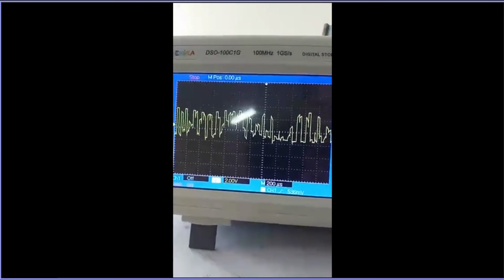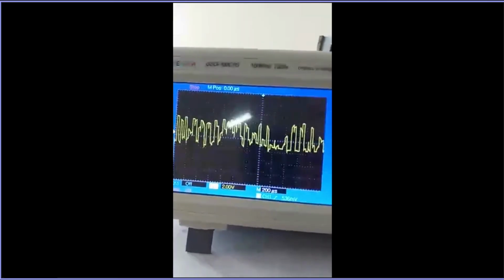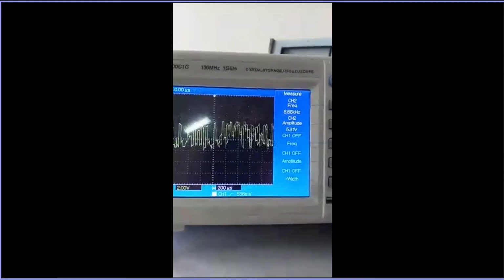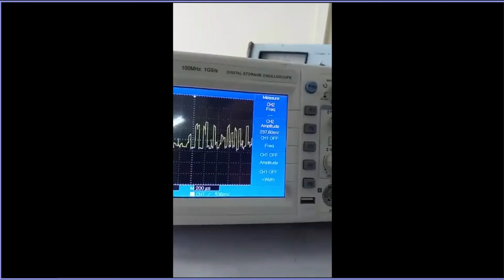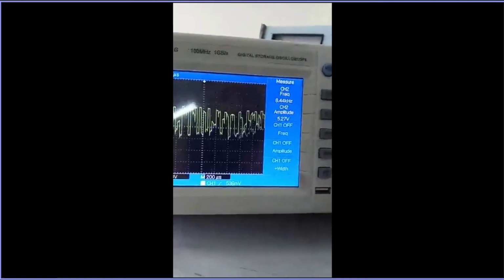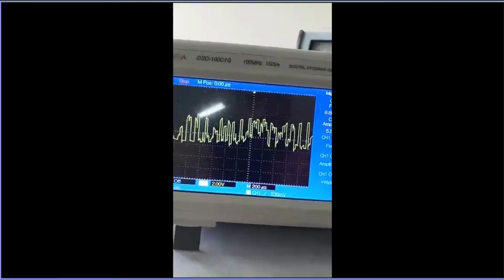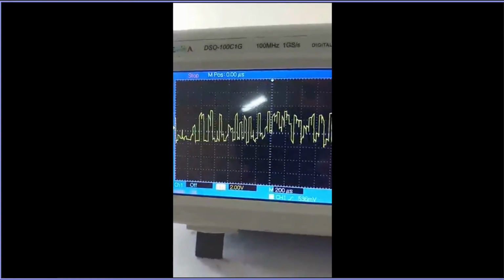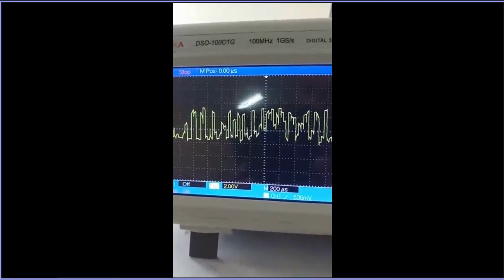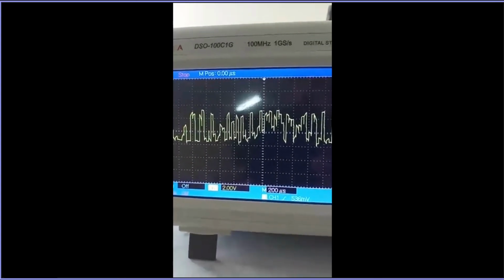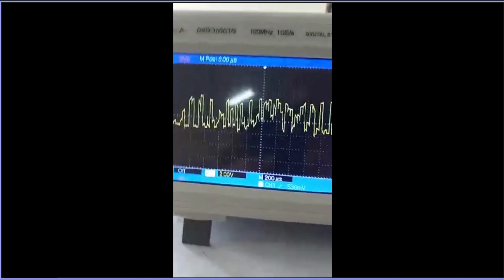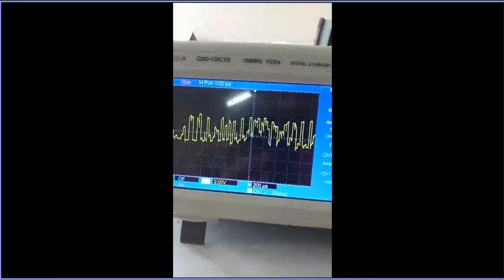Please take a snapshot of this. Now I'm showing you the input for the demultiplexer. It is actually the same, because the same thing is going to the demultiplexer. The previous was the output of the multiplexer, and this one is the input for the demultiplexer. Both are the same. Please take a snapshot of this also.